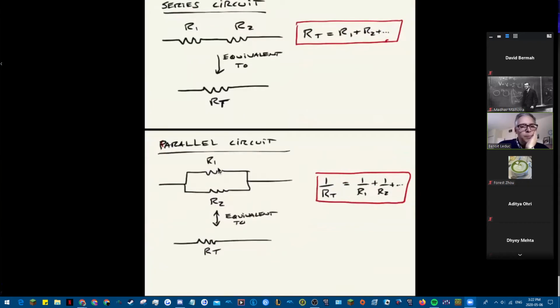Now, when you put things in parallel, you remember the overall resistance of the whole circuit goes down. You can replace these two resistors in parallel with one that will do the same job as far as overall resistance is concerned. And instead of adding R1 and R2, what you add is the reciprocal. So 1 over the total resistance will be 1 over R1 plus 1 over R2 plus and so on.